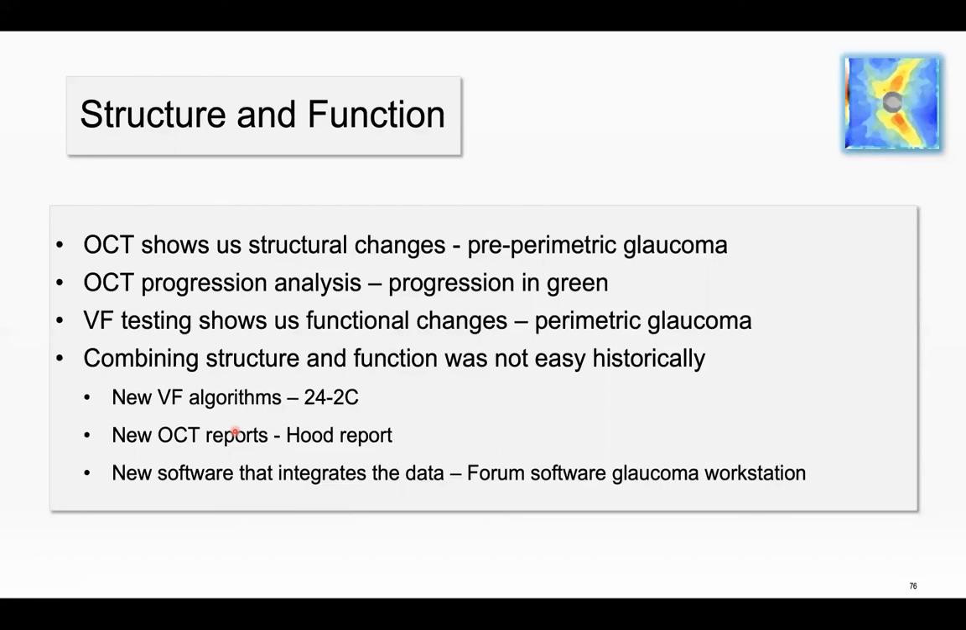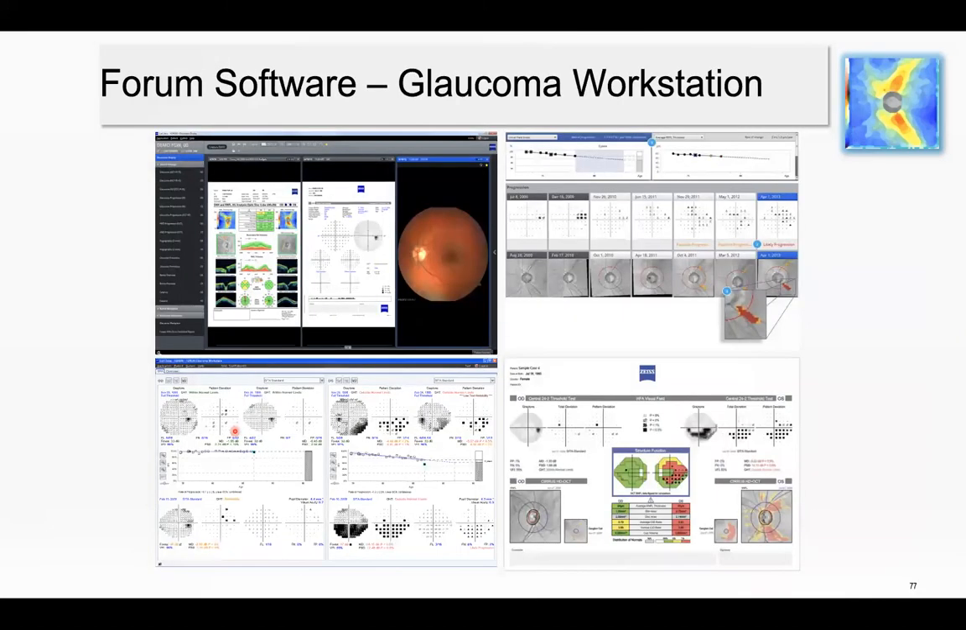We have new exciting developments that can help us in the future for better understanding the structure and function relation. These include new visual field algorithms like 24-2C, new OCT reports like the Hood report, which will be available on Cirrus 6000, and software integration of visual field and OCT data like the Forum software, which is very important. With the introduction of this software, we have a chance to combine structure and function in a single report in many different ways. So we can save a lot of time for busy clinics. And in addition, we can really optimize the visual field and OCT evaluation for improving patient care.